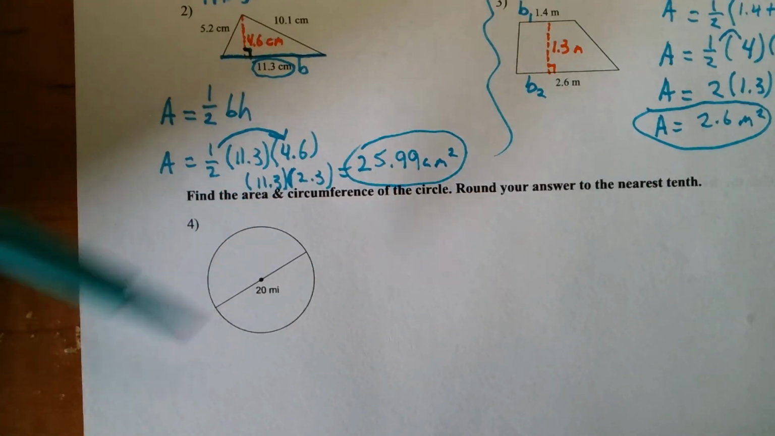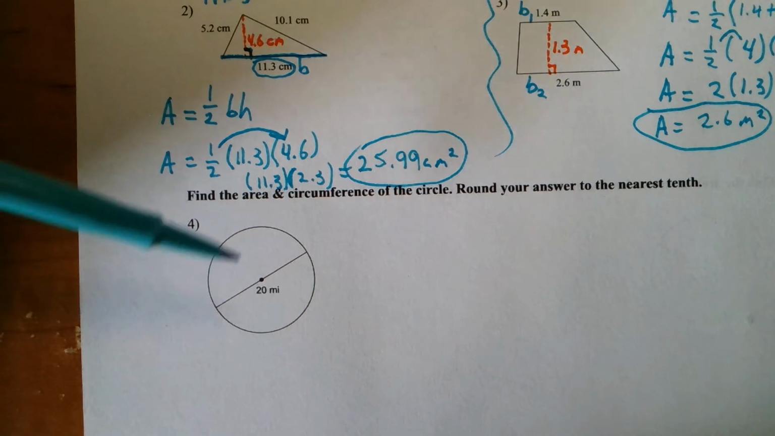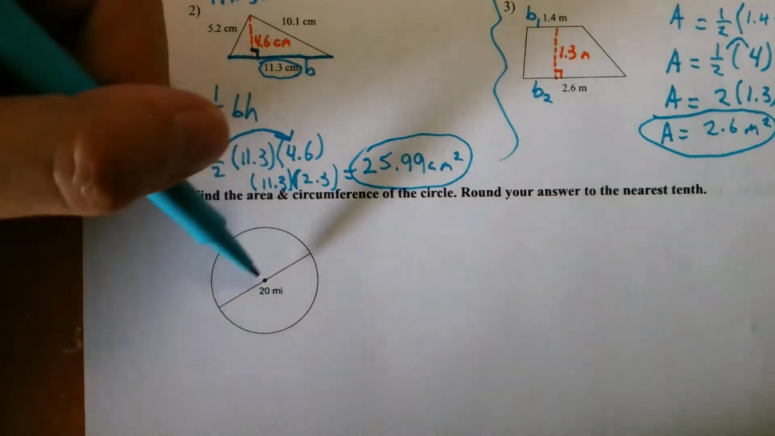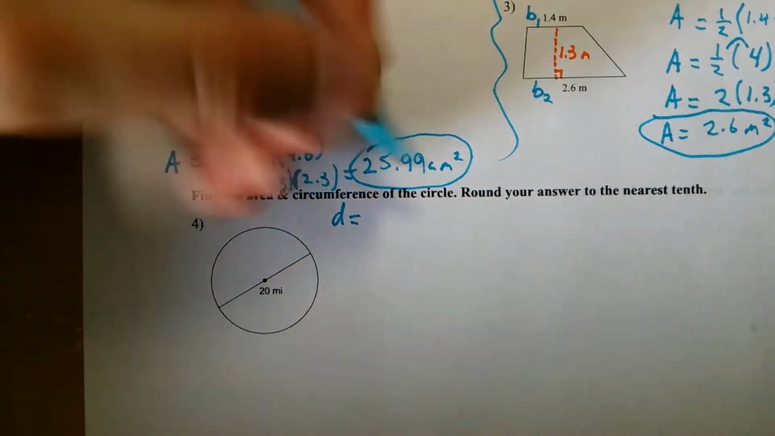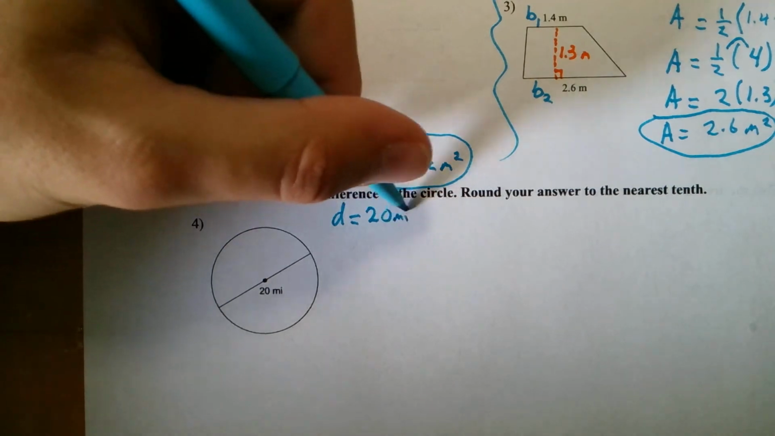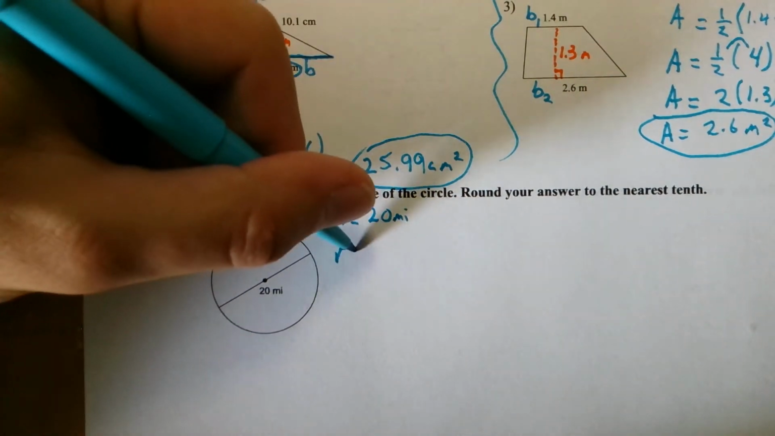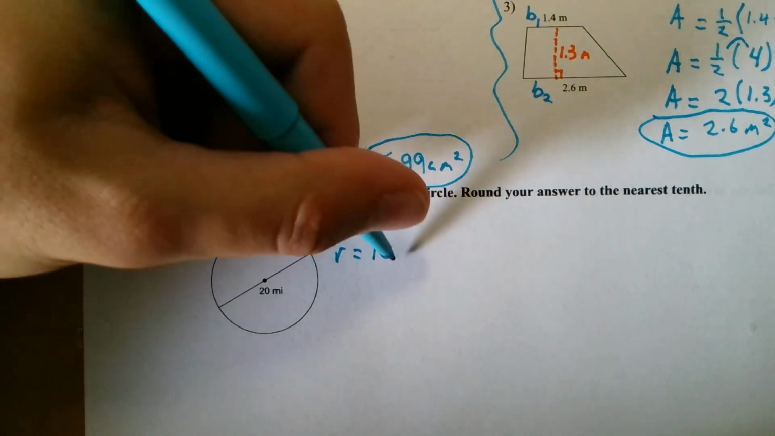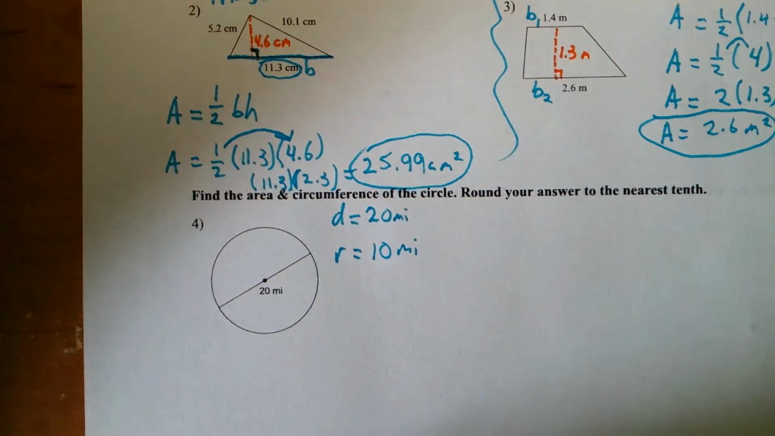Now first, when you're doing area and circumference of the circle, you need both the measurement of the diameter and the radius. Here we are given that the diameter equals 20 miles. And then remember that radius is always half of that. So the radius would be 10 miles. That's the first thing.